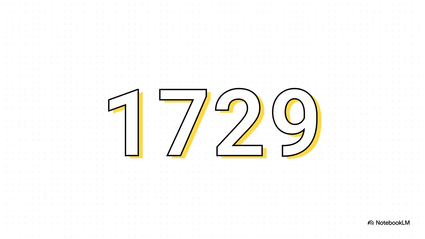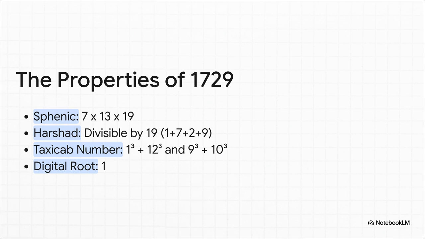Let's start with the star of the show, 1729. This number is an incredible hub. It's a central point that connects to pretty much every single pillar we've just discussed. I mean, this number is a total nexus of connections. It's sphenic, built from 3 distinct primes.